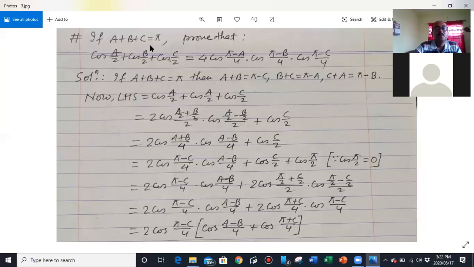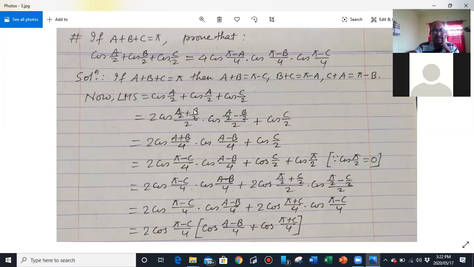If a plus b plus c equal to pi, prove that cos a by 2 plus cos b by 2 plus cos c by 2 is equal to 4 cos (pi minus a) by 4 into cos (pi minus b) by 4 into cos (pi minus c) by 4. So what technique do we apply? If a plus b plus c equal to pi, then you can write a plus b as pi minus c, b plus c as pi minus a, c plus a as pi minus b, wherever needed.